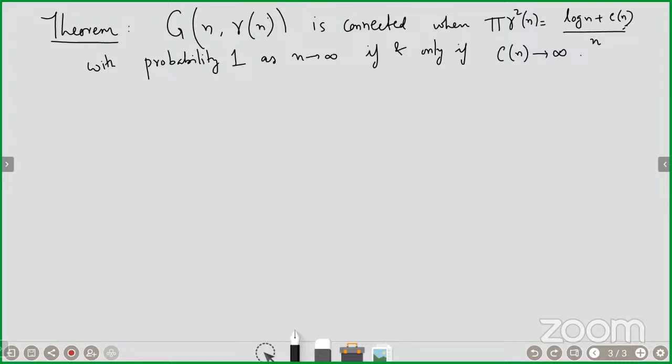Statement clear? So G(n, Rn) is the model we are working with. Whenever I want to look at the Poisson point process, I will put a subscript P to the graph, just to make the distinction clear. So this part I don't need, only for the sufficiency part I need.